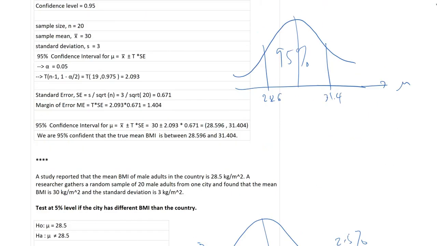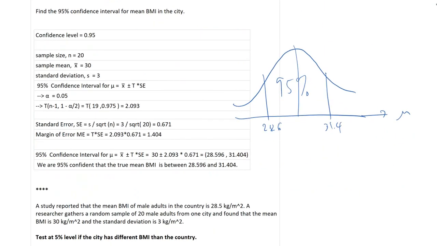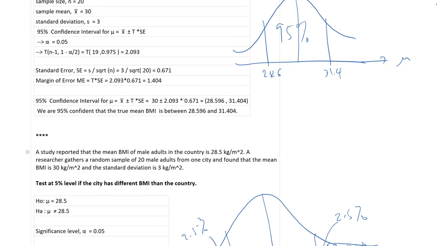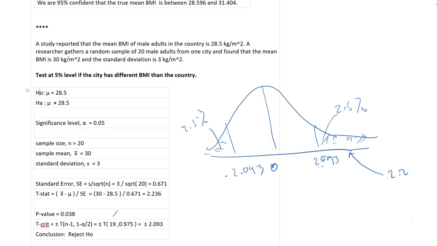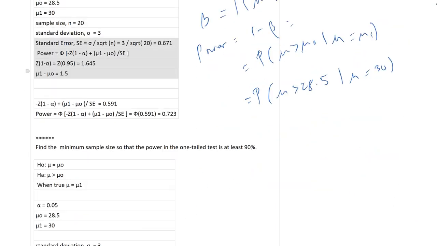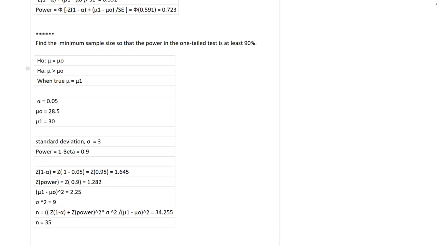So that concludes our example on confidence interval, hypothesis testing, calculating the power, and calculating the sample size such that a certain level of power is achieved.